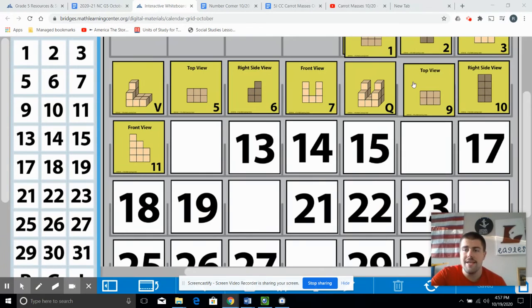So we look at day 9, day 10, and day 11, and we have a top view. We have a right side view and a front view. And our goal today is to do two things. I want you to try to build your figure using Omnifix cubes. I also want you to try to figure out what the volume is. And remember, volume is total amount of space that figure is taking up. So the total amount of cubes that are in that figure.